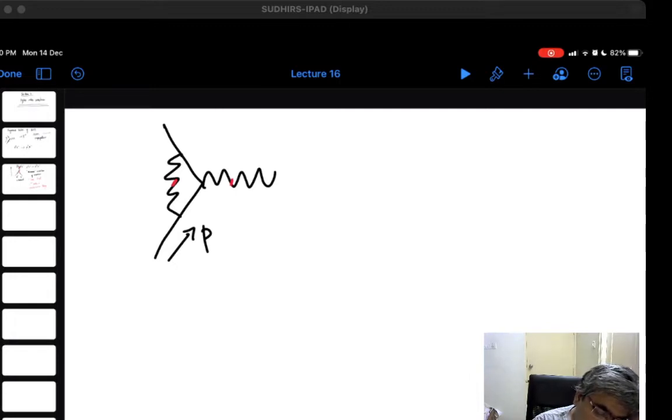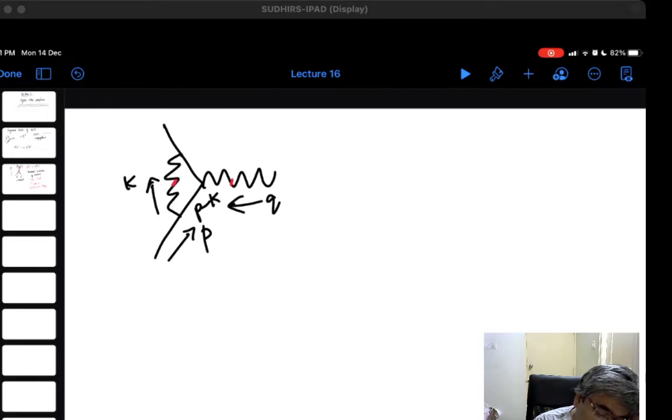So let's just say that the momentum of the photon is q, and then there is a momentum k coming off the photon. This would be p minus k. So this is b. And the momentum of the external photon, I take it as negative, so that it's sort of coming inside.